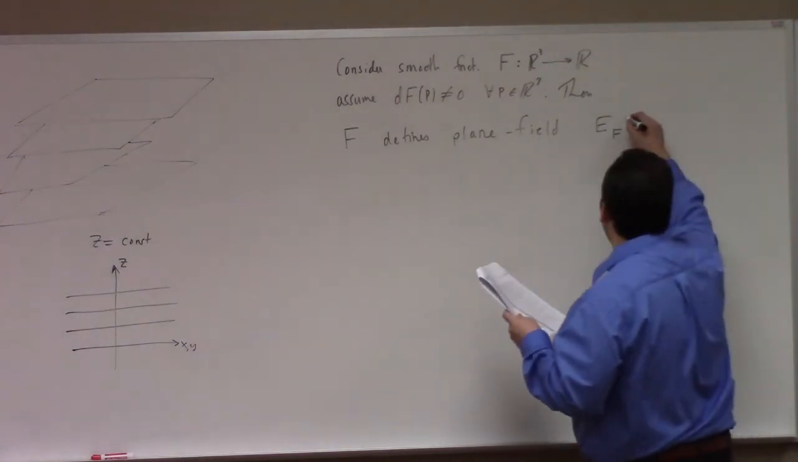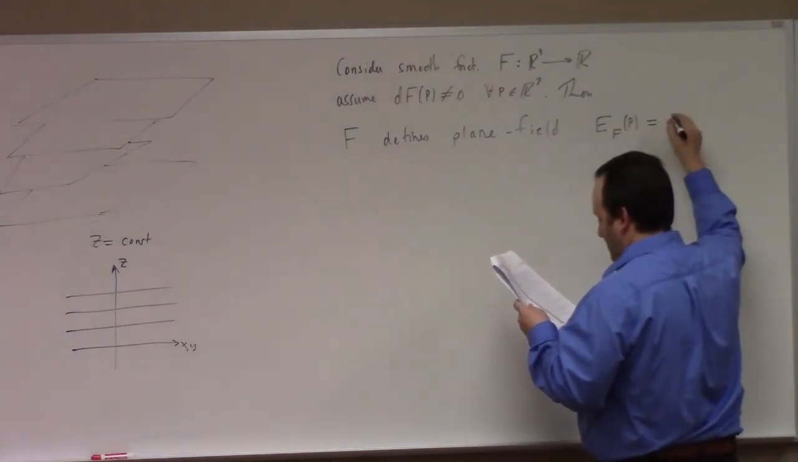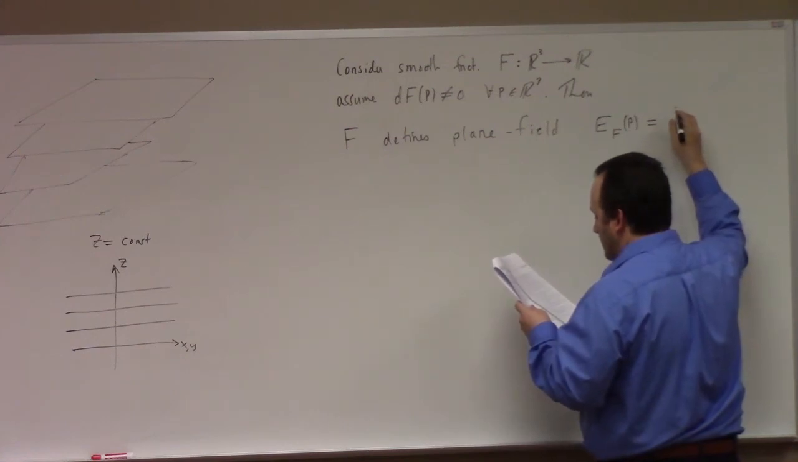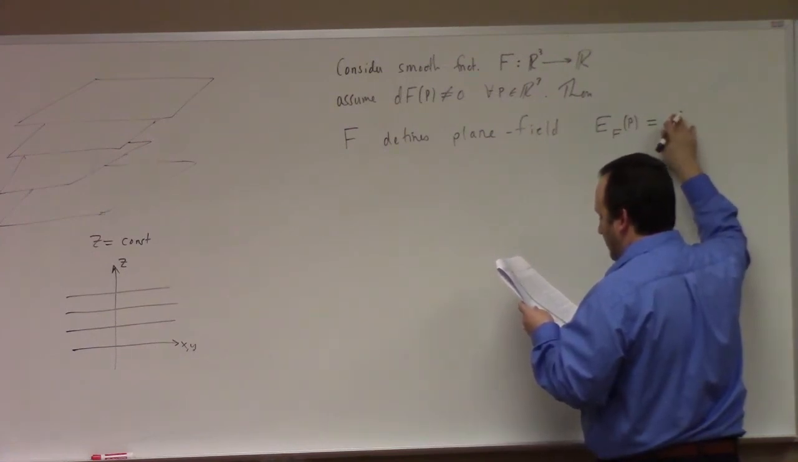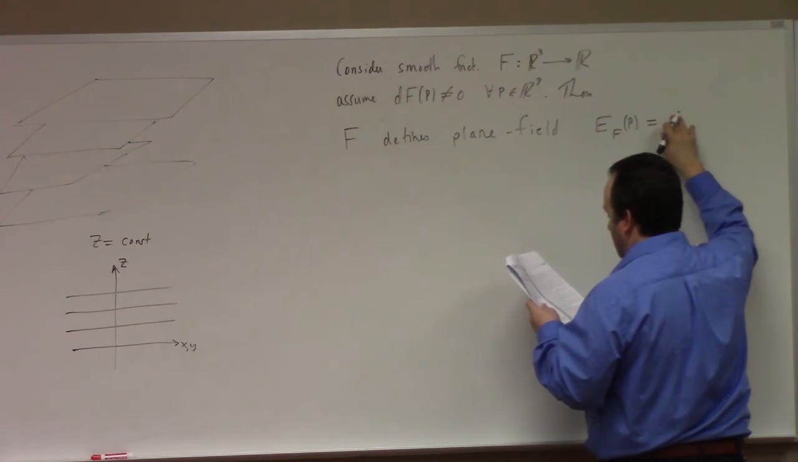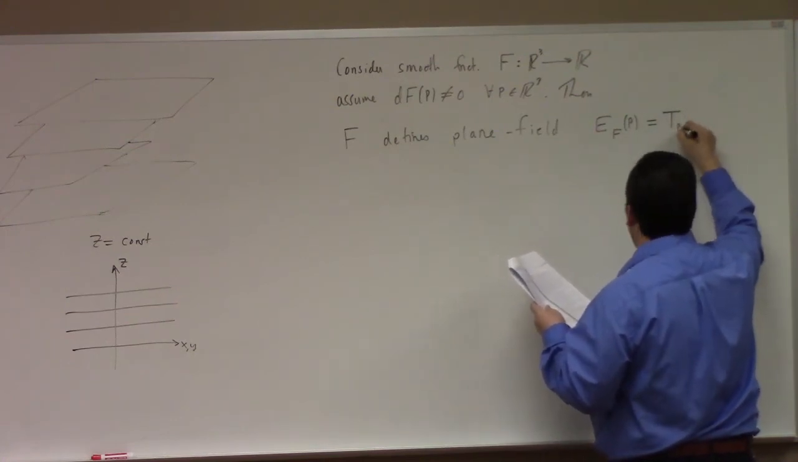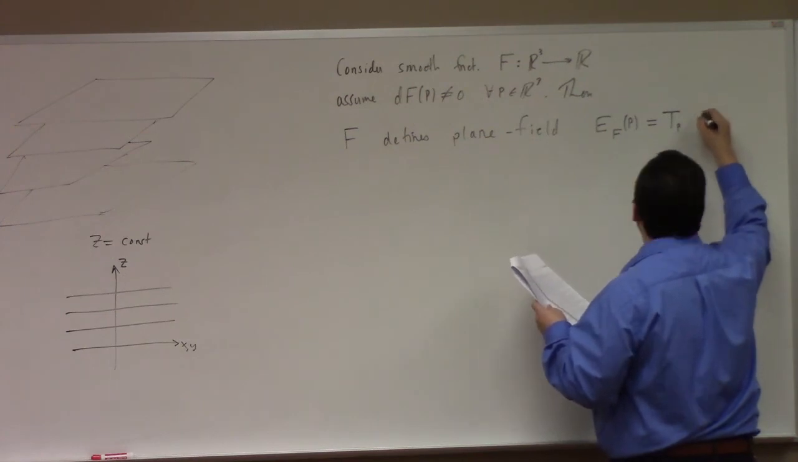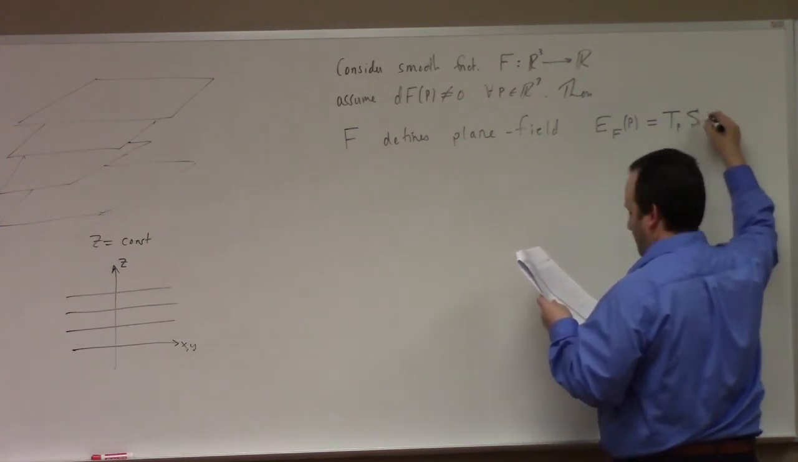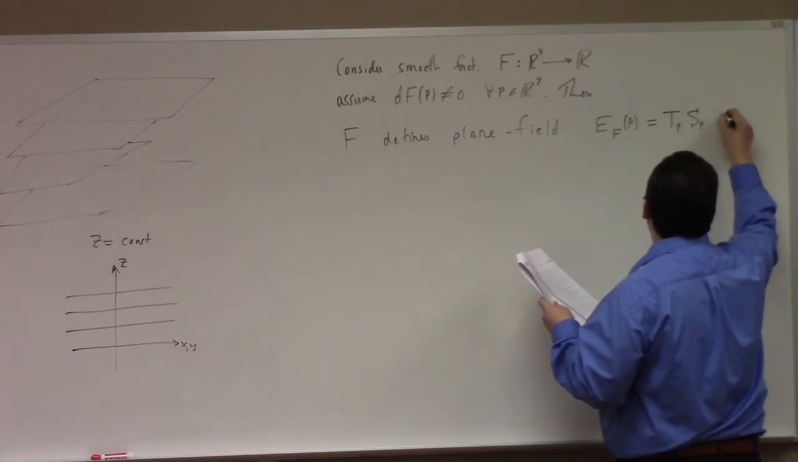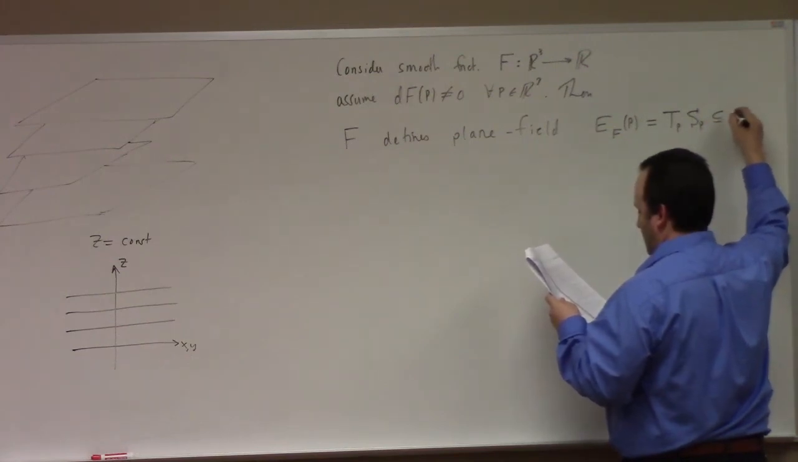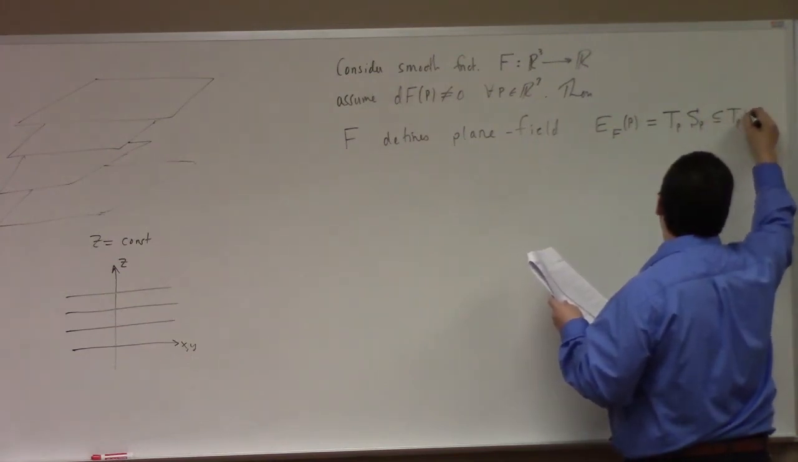So he says E sub f at p, what's it going to be? It's going to be the tangent space at p of S sub p, which of course is a subspace of the tangent space at p of R3.